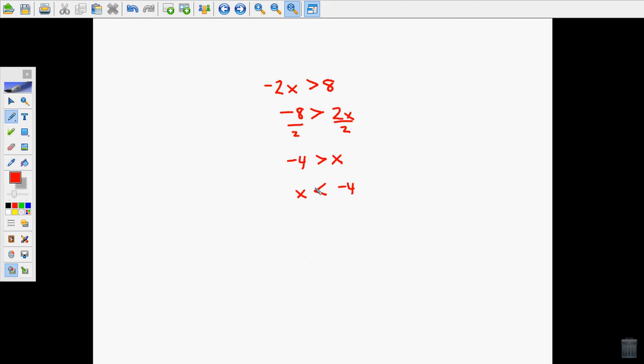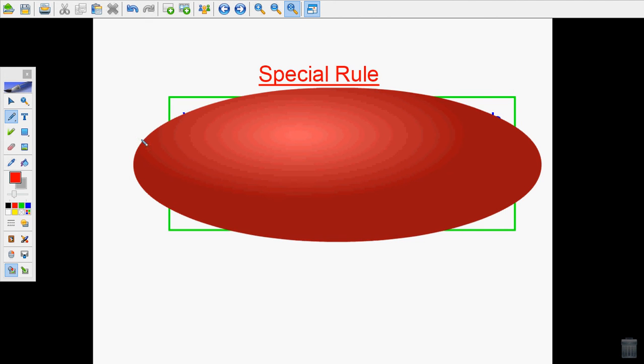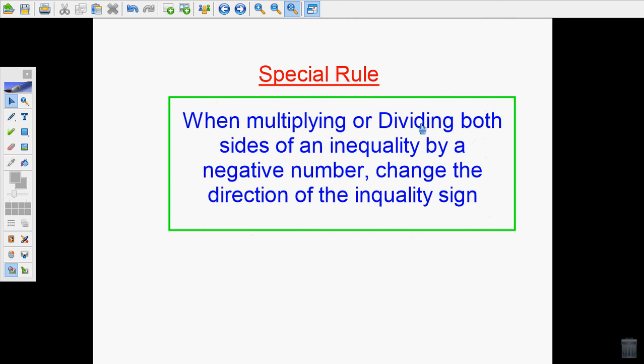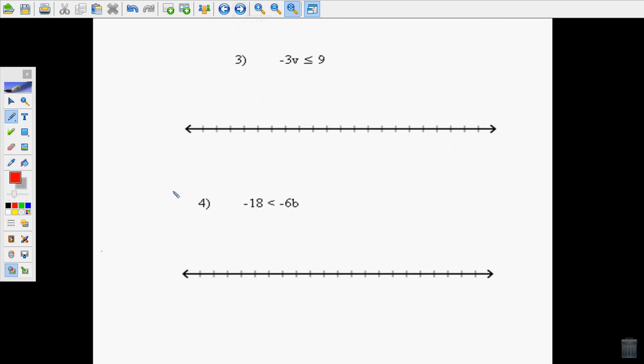To keep from having to do all these steps, we can instead just remember one simple rule: when we multiply or divide by a negative, it confuses the inequality sign. It mixes it up. So when you multiply or divide both sides of an inequality by a negative number, you have to change the direction of the inequality sign. You have to flip-flop it. Dividing by a negative makes you flip-flop the inequality sign. That's the flip-flop rule for multiplying or dividing by a negative. Anytime we multiply or divide by a negative, we have to flip-flop the inequality sign. So in number 3, we would be dividing by negative 3.